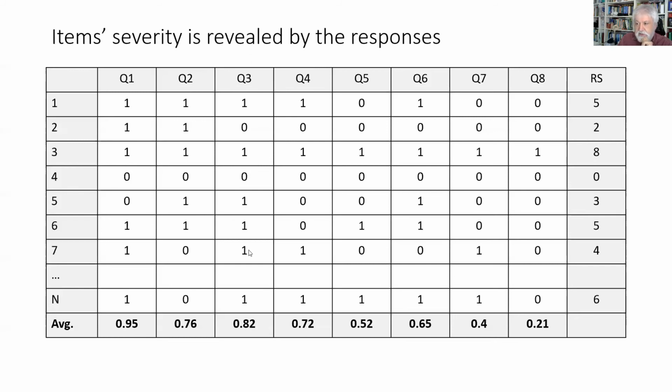82% have said yes to question number 3, and so on. Now, let me ask Rebecca a question. What would be the likely ranking of the items in order of severity? Which is the least severe item among these? Stefania, Q1. Yes. Why? Because it has the highest score.